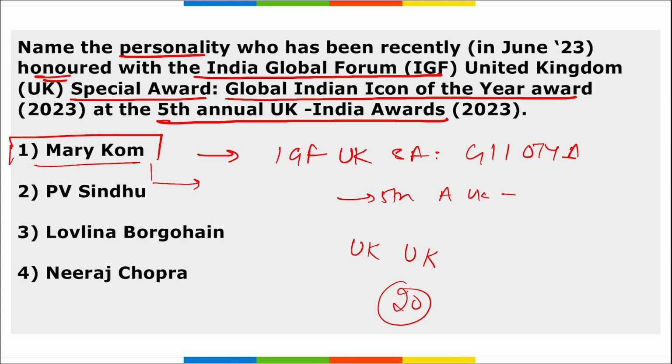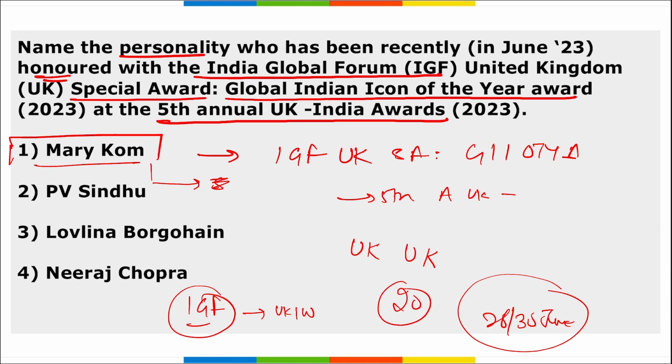So a question can be asked: which sport athlete, or a direct question that Mary Kom, remember she is related to boxing and everyone knows about it, right? Because she's so famous in India. Coming back, the event was organized by the India Global Forum and it was a part of UK India Week that was held from 26th to 30th of June. So when was your UK India Week held? It was from 26th to 30th of June.